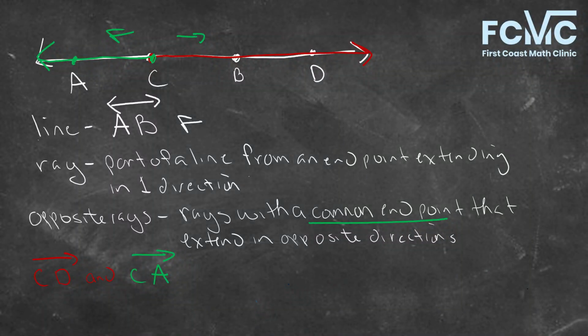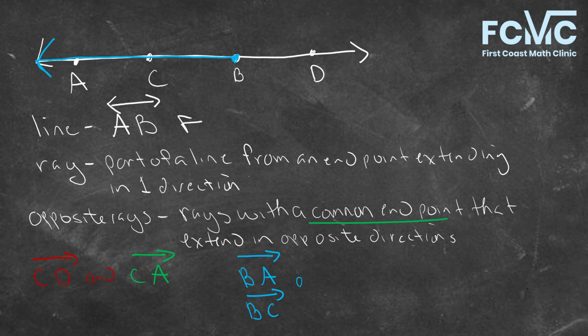Let's identify another pair of opposite rays here. Let's work with this ray in blue. Our endpoint is B, going towards A. So this is going to be ray BA. We could also call this BC. So two different ways we can name that ray in blue.